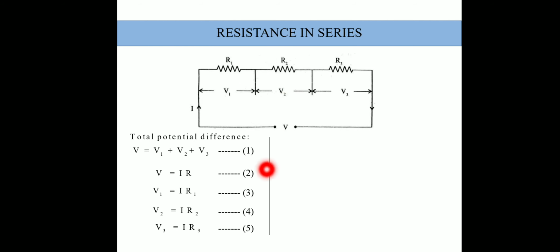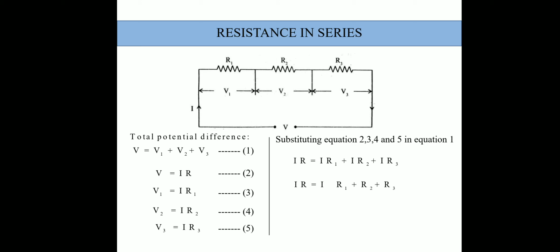Then substituting all the equations in equation number 1, we obtained something like this: IR equals IR1 plus IR2 plus IR3, and then taking I common, because all of them have the same current.